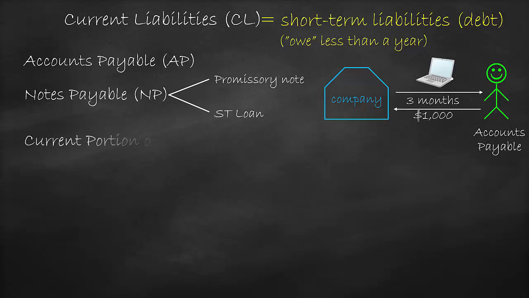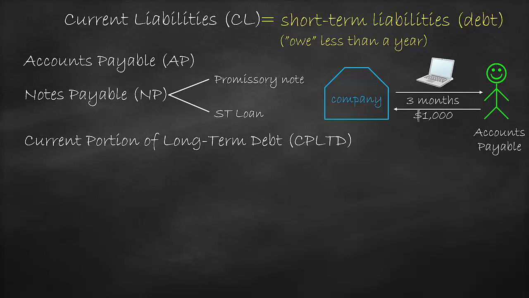Current portion of long-term debt refers to when a company gets a long-term loan and needs to pay a part of this loan in less than a year. A portion of the loan is classified as current portion of long-term debt, and the rest of the loan is classified under the long-term liabilities or non-current liabilities.